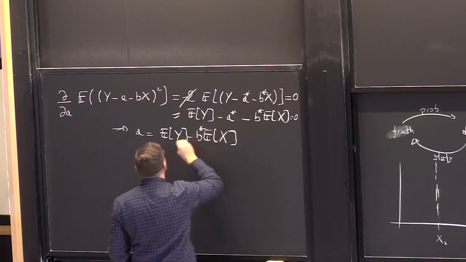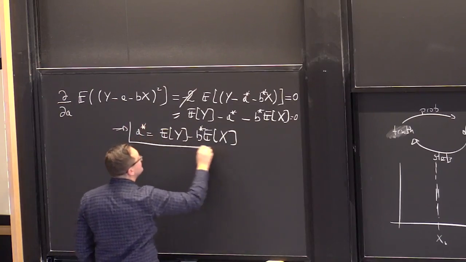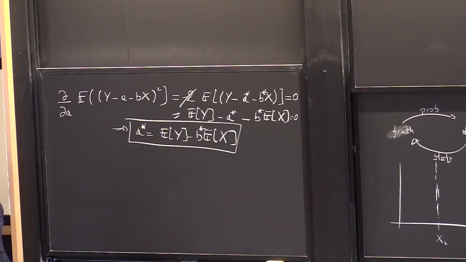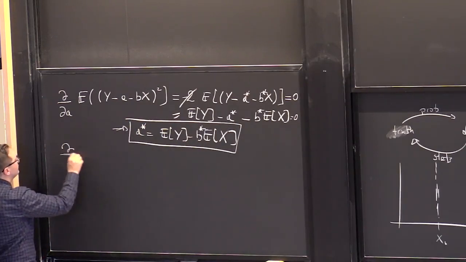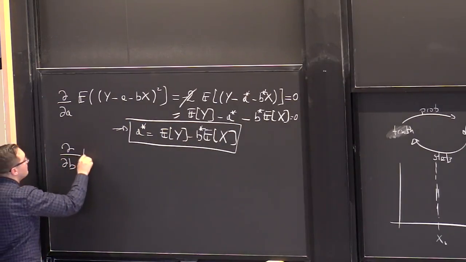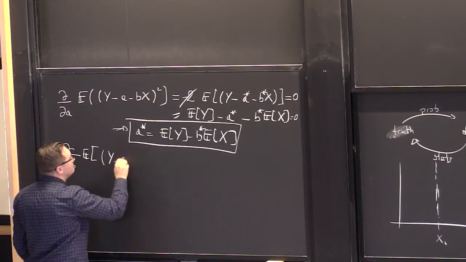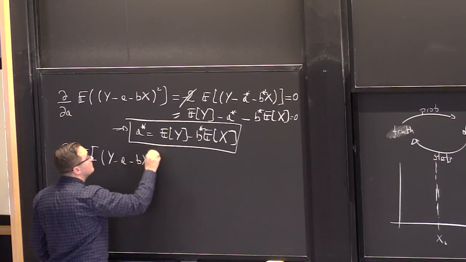Okay, so that tells me that a star is an implicit function, depends on b star. So I need to find my b star. So of course, to do that, I need to take my derivative with respect to b, of the same thing.